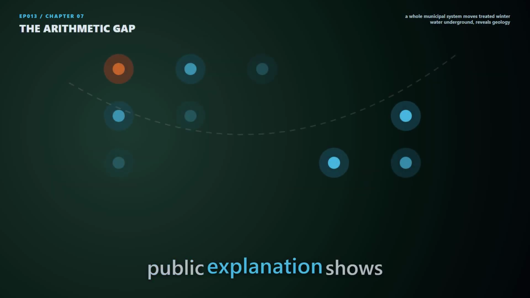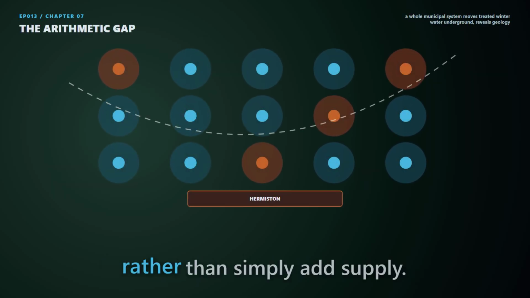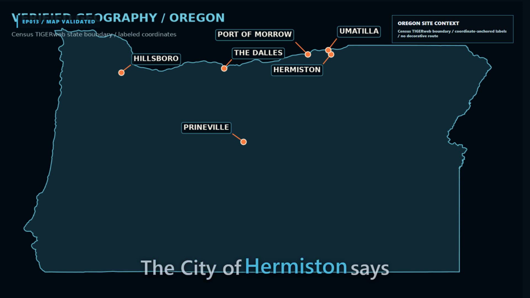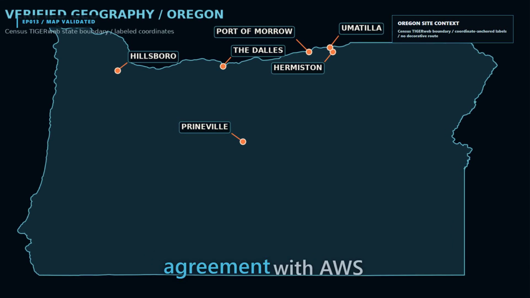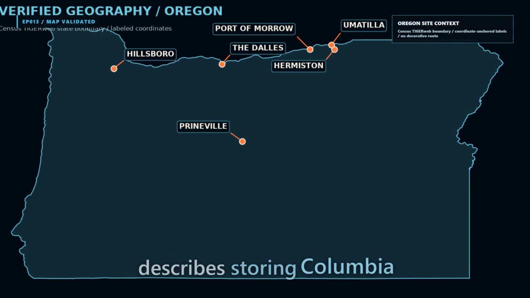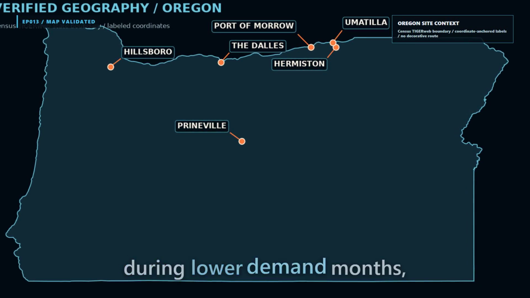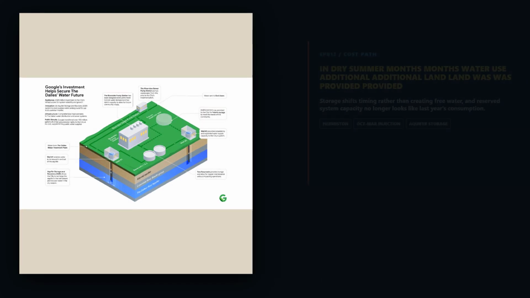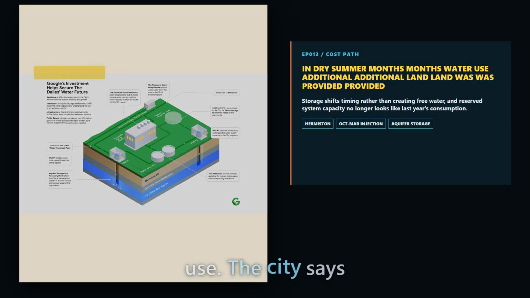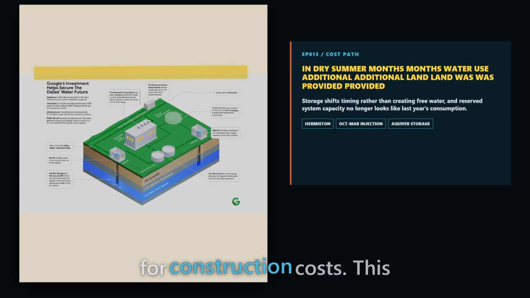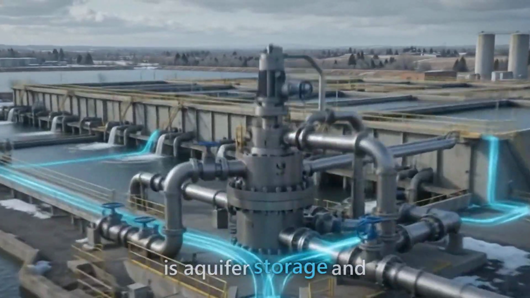Hermiston's public explanation shows how a project could change timing rather than simply add supply. The city of Hermiston says its 25-year water service agreement with AWS describes storing Columbia River water underground during lower demand months, roughly October through March, then recovering it for summer use. The city says AWS is responsible for construction costs. This is aquifer storage and recovery.